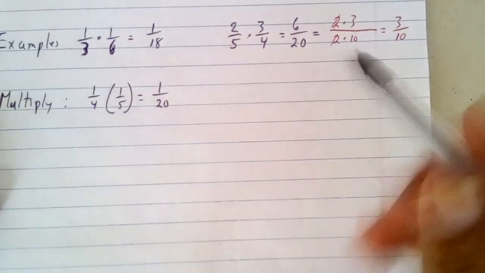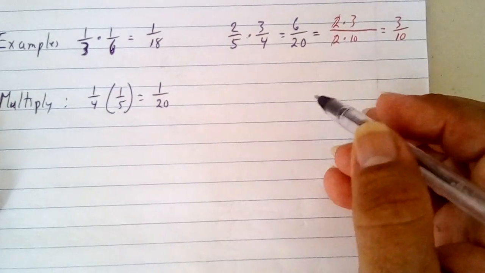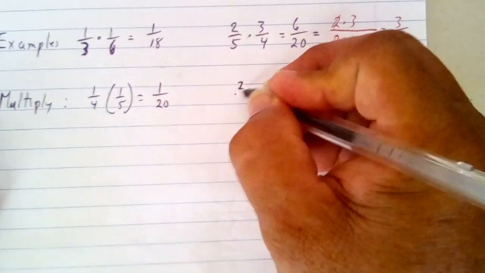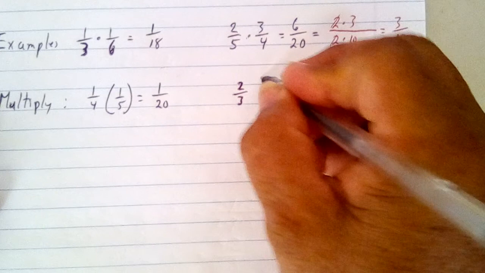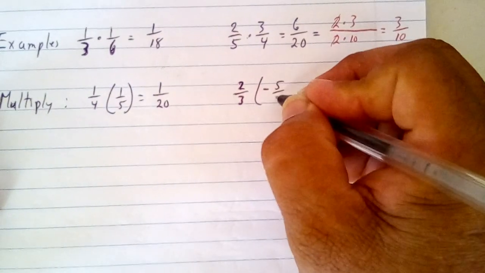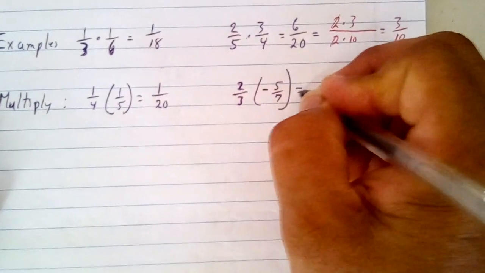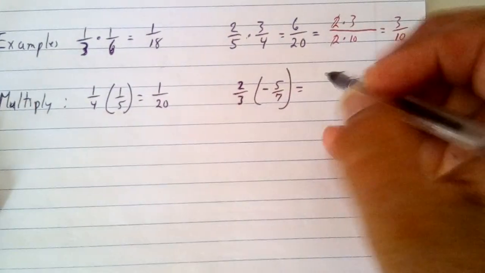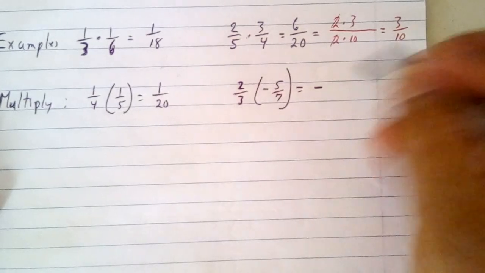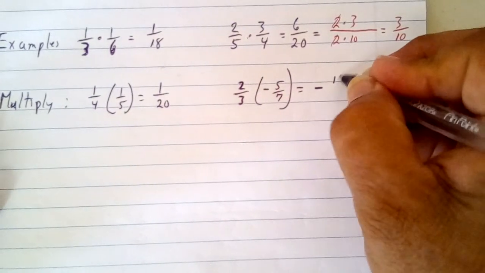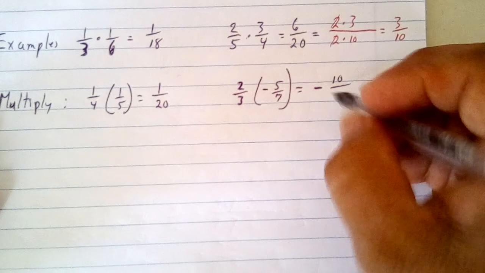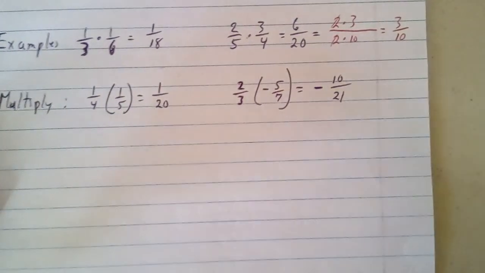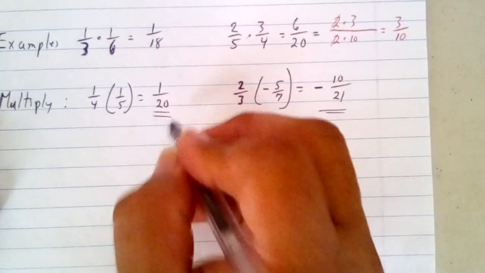Okay, you can have it in a different way. These are two fractions. What happens when we have a positive and a negative fraction? Say 2/3 times negative 5 sevenths. Well, we have a positive times a negative. A positive times a negative will give us a negative, so we do that. 2 times 5, that's 10. 3 times 7, that's 21. Can it be reduced? No, so that's your solution.